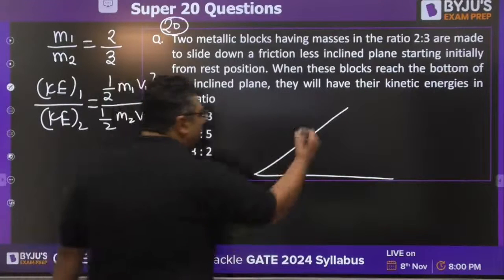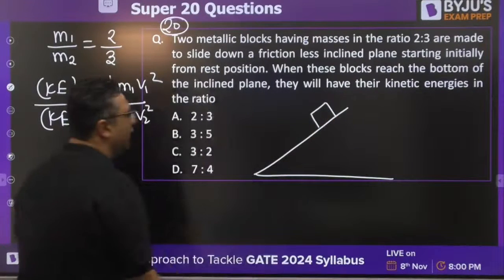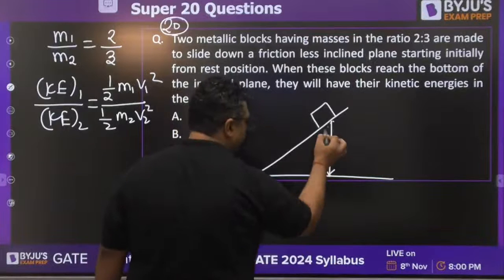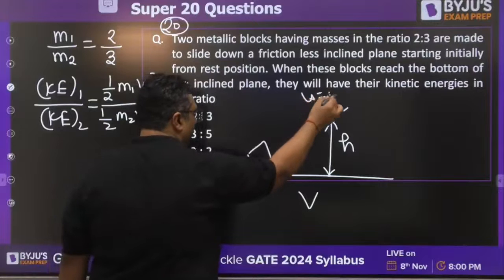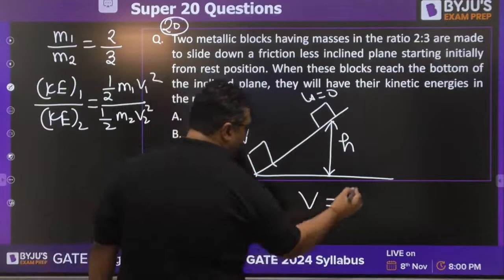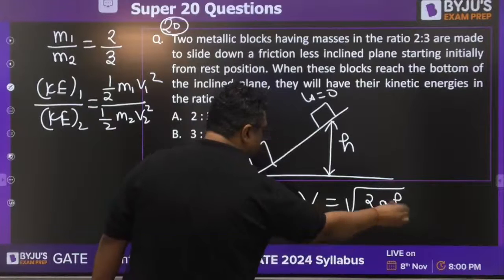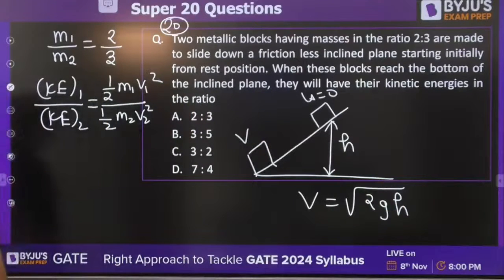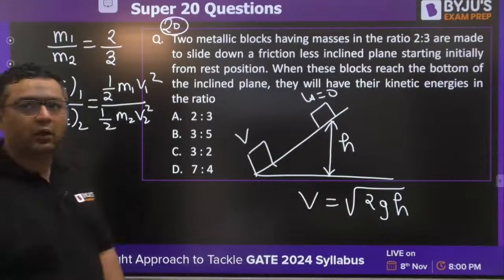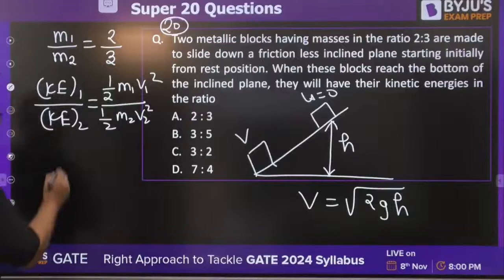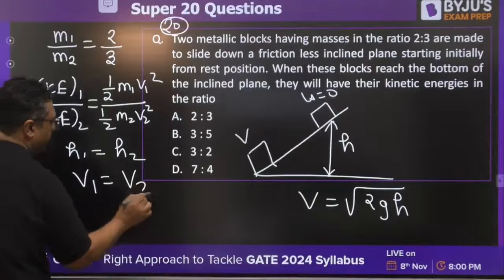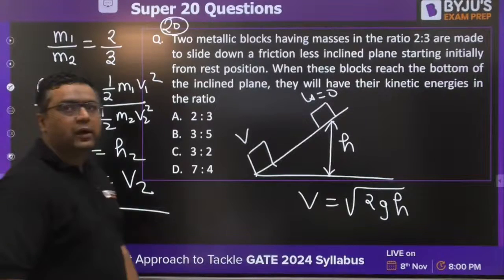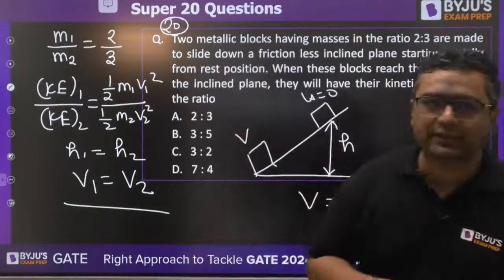So when a block is starting from here and it is at a height of h, you know that the velocity at the bottom, where it starts from 0, is V, given as √2gh. When for both the blocks the height is same, we will say velocity is also same. Height is same, velocity is also same.